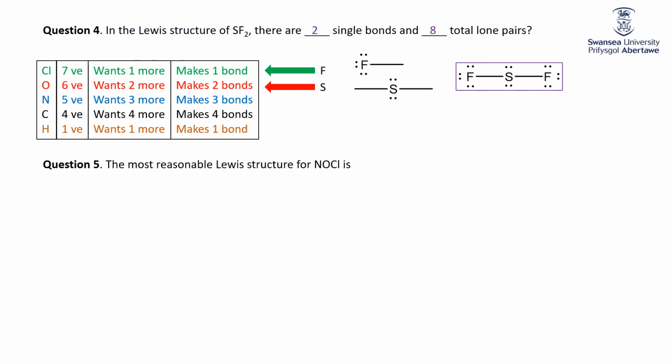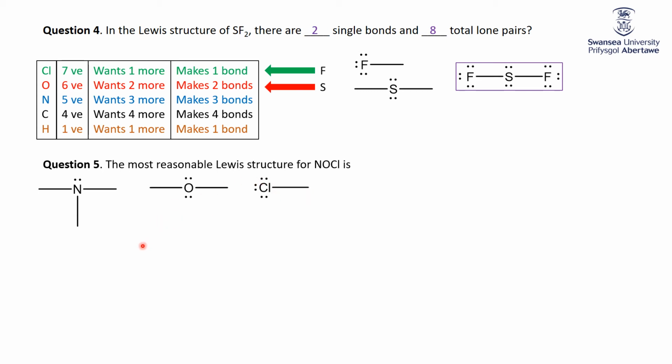Question 5, most reasonable Lewis structure for NOCl. Well, we've got them right there. Nitrogen wants to make 3 bonds, so we'll have a lone pair left. Oxygen, just like sulfur, wants to make 2 bonds, so 2 lone pairs. Chlorine, just like fluorine, 1 bond, 3 lone pairs.